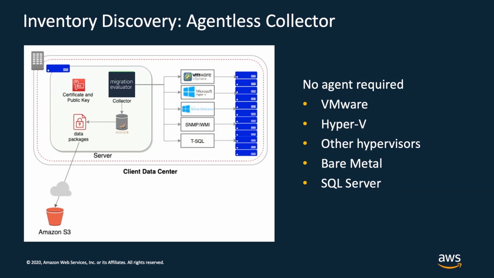The Migration Evaluator Data Collector is a piece of Microsoft Windows software that runs in your own data center. There is no agent required to be installed on your servers. The collector software is self-contained and gathers the required inventory and utilization data from your infrastructure using industry standard protocols. We can use the VMware API for VMware VMs, WMI for Hyper-V VMs, WMI or SNMP for Windows Bare Metal Service, SNMP for Linux servers, and TSQL for Microsoft SQL servers. And we can also collect from other hypervisor guests using WMI or SNMP.